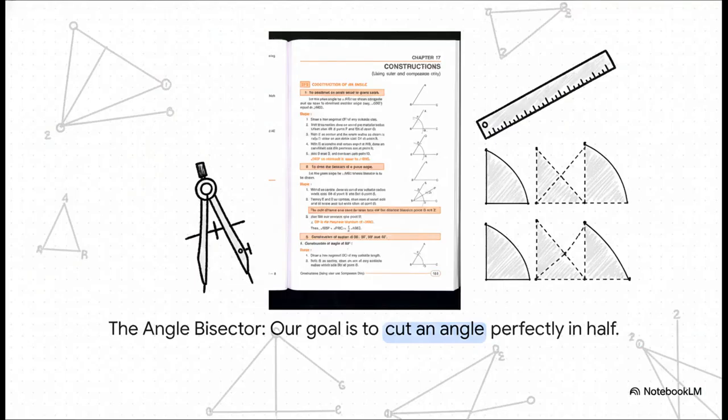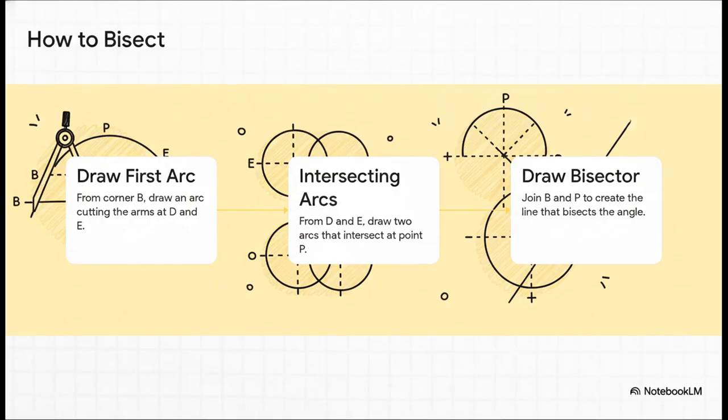Now, what's so cool about this tool is its ability to find a perfect midpoint. See, bisecting an angle isn't just about making it smaller, it's about finding its exact line of symmetry with absolute mathematical certainty. This skill is a real powerhouse. The logic here is beautiful.